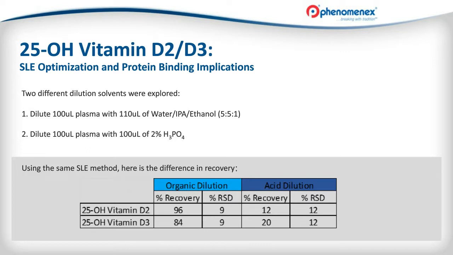So again, we're showing 90% recovery versus 12% recovery, indicating that the vitamin D is actually still bound to the protein and that we are not able to recover it via an SLE extraction. So again, this is just a good case in point to show you that in this case, phosphoric acid is not enough to disrupt that protein-analyte interaction.